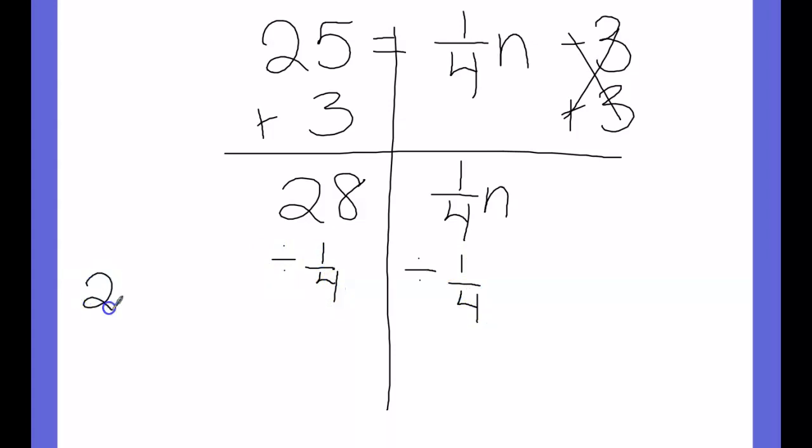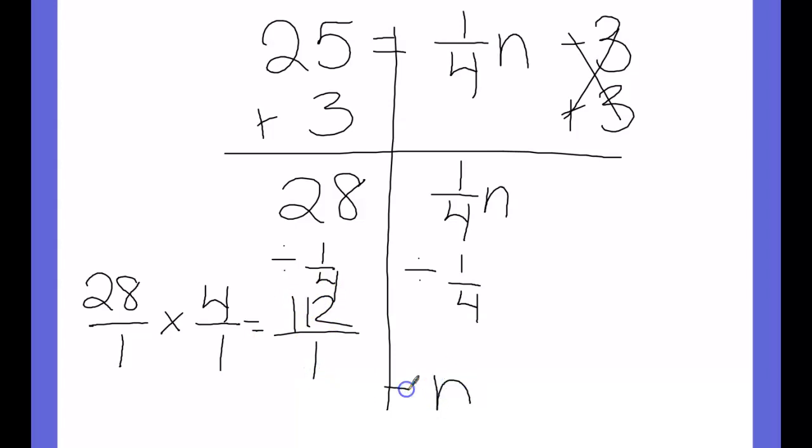28 over 1 times 1/4 over 1. Flip the 1 over 4 to make it 4 over 1. 28 times 4 is? That makes a lot. 112. Over 1, so my answer for n is 112. Questions? Can you do another example?